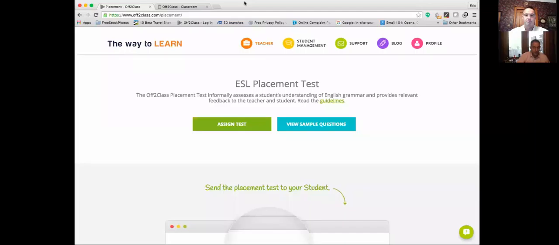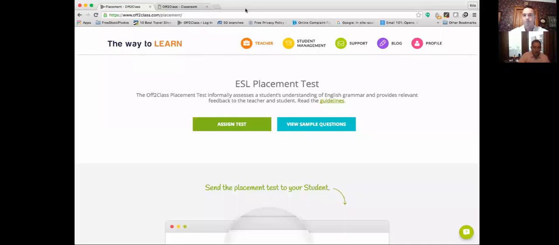So the first question was, do students have to buy access to Off to Class to be able to access Off to Class? No, students do not need to purchase any access to Off to Class. Off to Class works as a tool for ESL teachers. We don't even communicate with your students. We do not sell Off to Class as a self-study tool. This is purely a tool for ESL teachers to run their lessons and their placements.